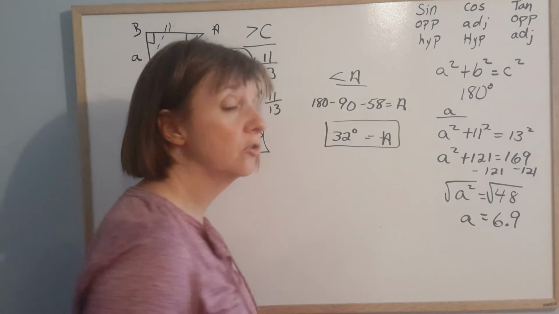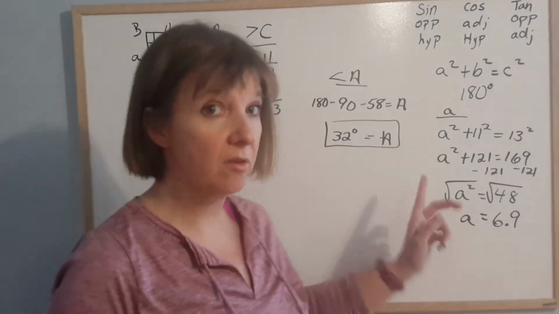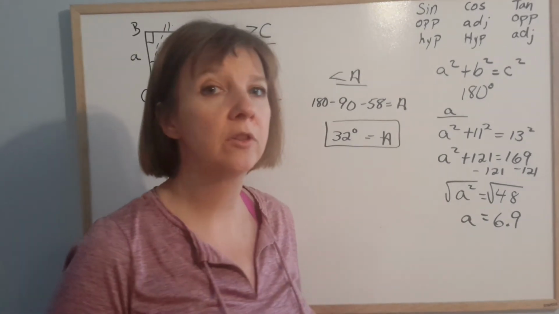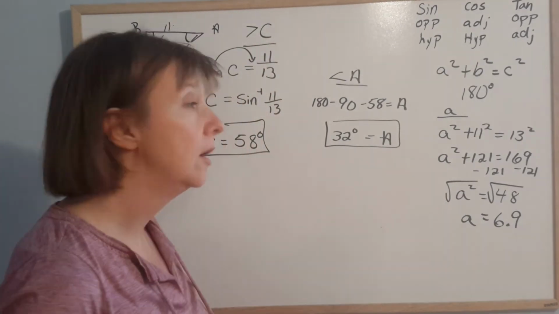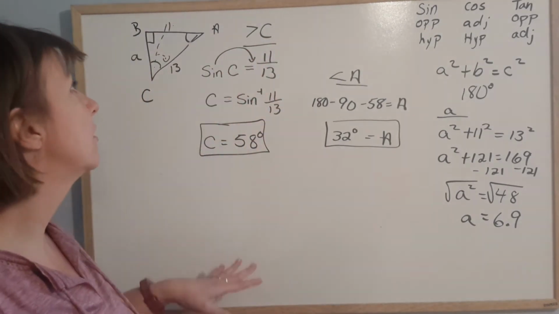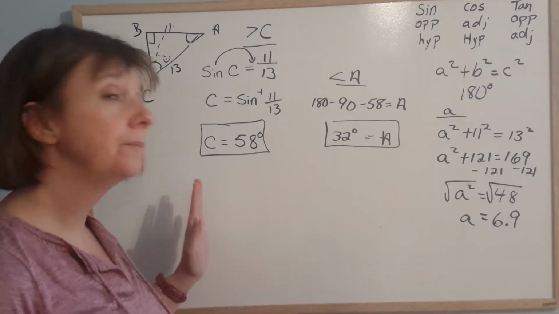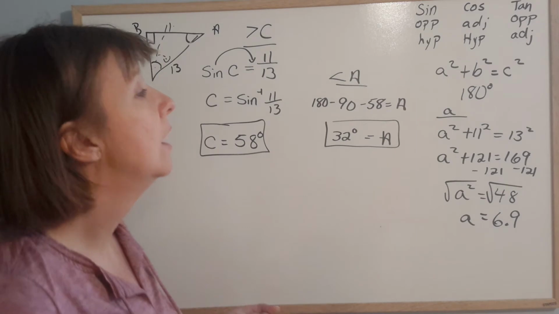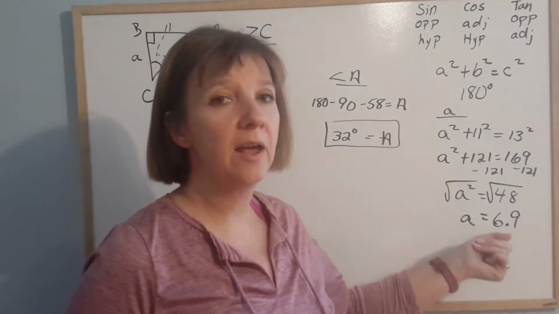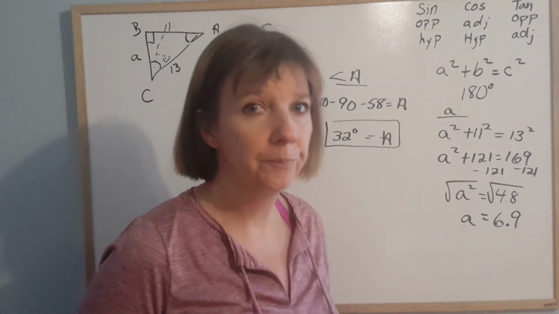Now if you read the instructions, they say when you're figuring out a side, round it off to the nearest tenth. So that's what I've done. So to figure out angle C, I used sine. To figure out angle A, I just used subtraction. And to figure out side A, I used Pythagorean theorem.